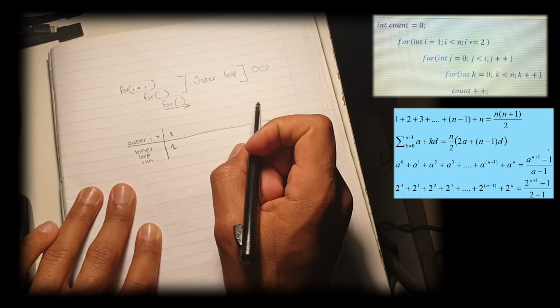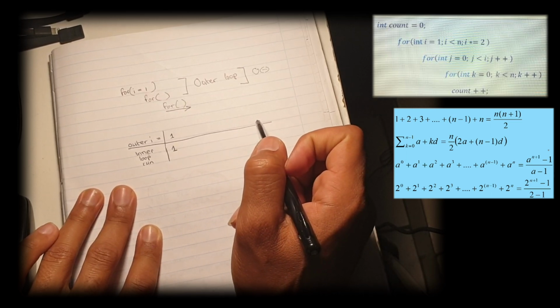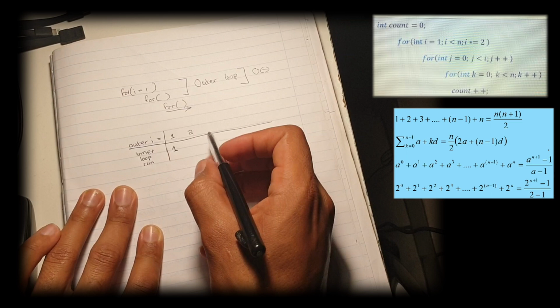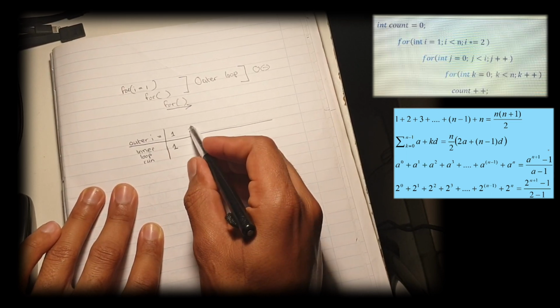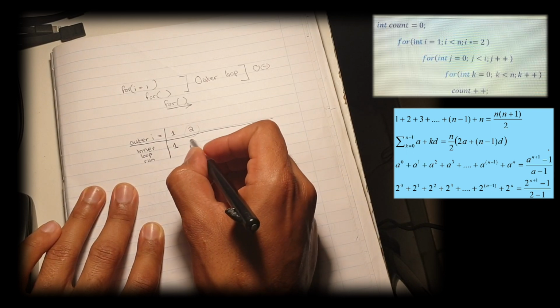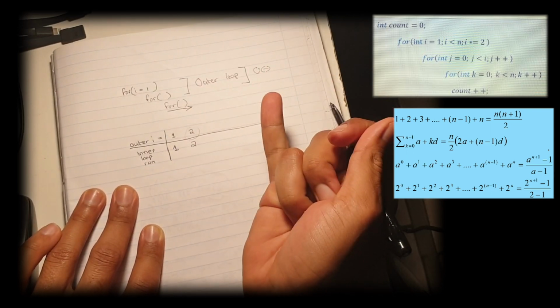And then what happens to the value of i? It multiplies by 2. So we have 2, right? How many times does the inner loop run when i is equal to 2? Twice. Because it's going to run for j equals 0.